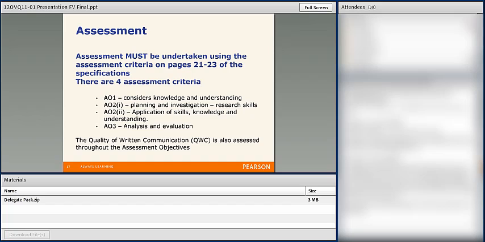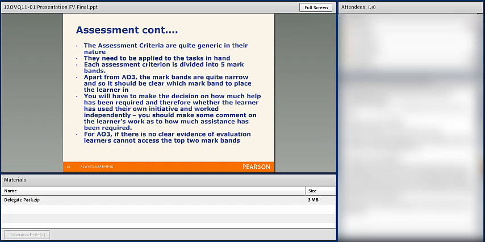Nothing else. There are guidelines out there that tell you the sorts of things that you can put in your assignment, the sorts of things that you should be looking for, but the key thing is that you use the assessment criteria that are on pages 21 to 23. And as I've said already, AO1 considers knowledge and understanding, AO21 planning and investigation, AO22 application of skills, and AO3 analysis and evaluation. The other thing to bear in mind, and this is something that is different to the old GCSE, is that the quality of written communication is also assessed throughout the assessment objectives, and you do have to bear that in mind when you're awarding marks.